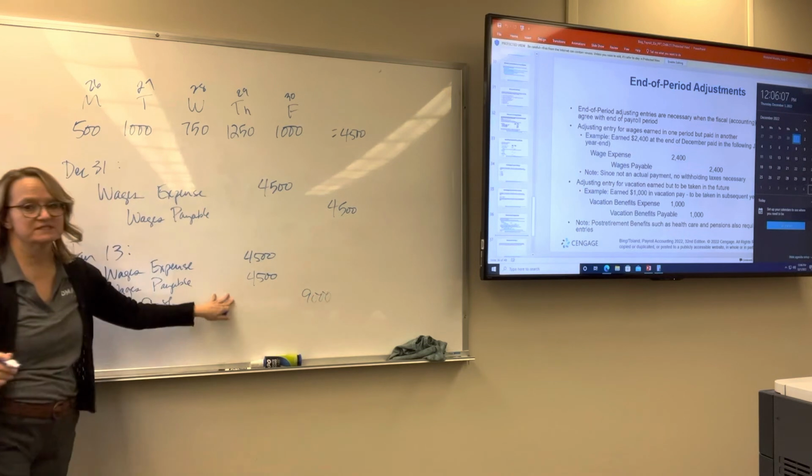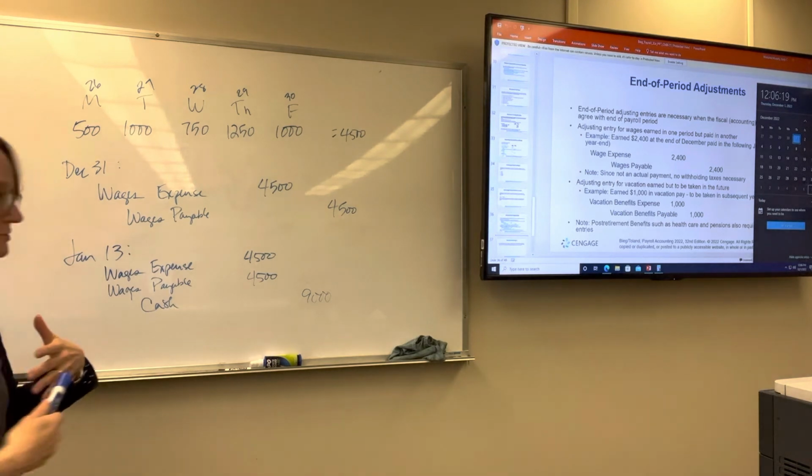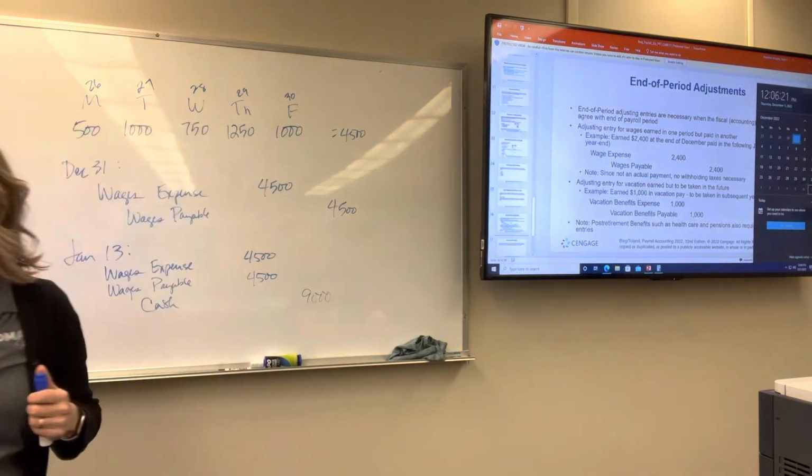Now, this is a very simplified journal entry because we'd also want to account for all of the taxes as well. And I'm sorry, I know that's low down there. But that reversal would then occur at the time that the employees are actually paid.